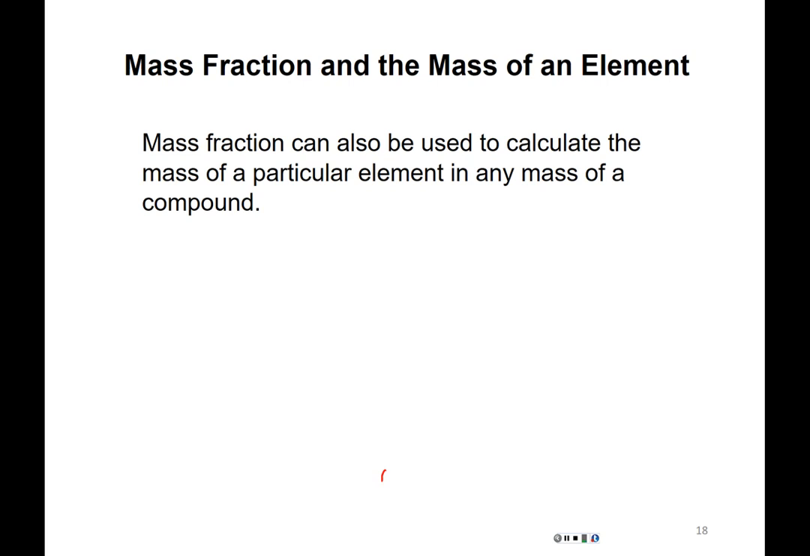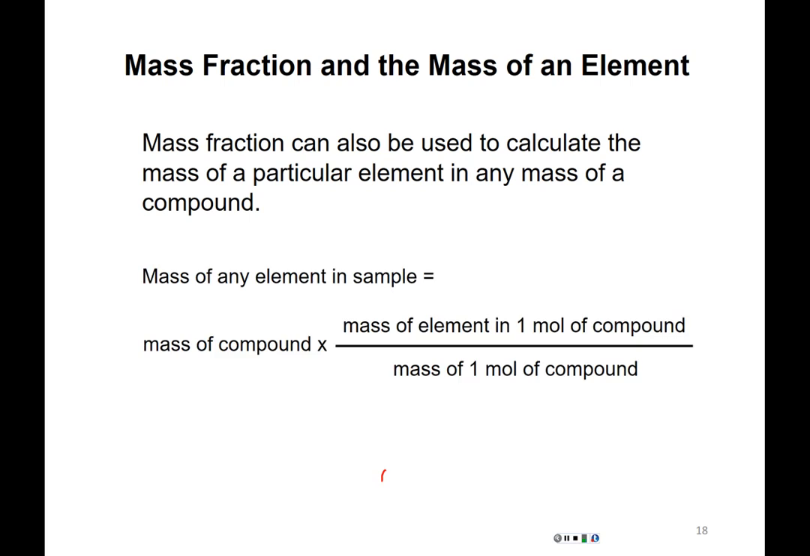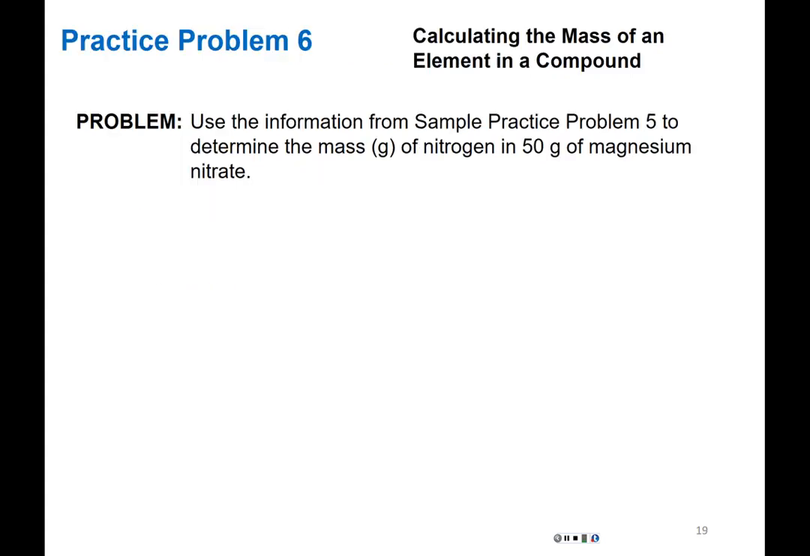Mass fraction can also be used to calculate the mass of a particular element in any mass of a compound, right? And all you would do is, if you had the mass of a compound and the mass fraction of an element in that compound, you just multiply those together to get the mass of the element that you're looking for. So if we try a practice problem using the information we just found out in problem 5, determine the mass of nitrogen in 50 grams of magnesium nitrate.